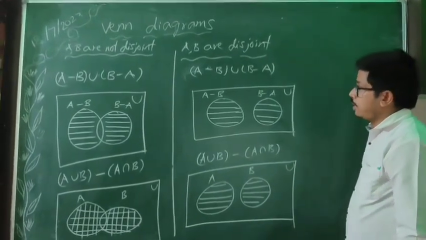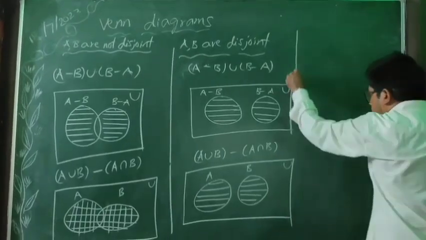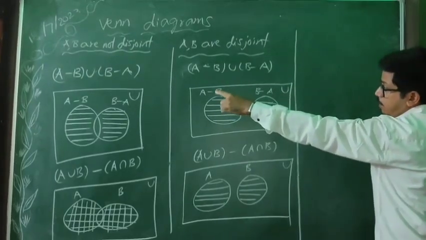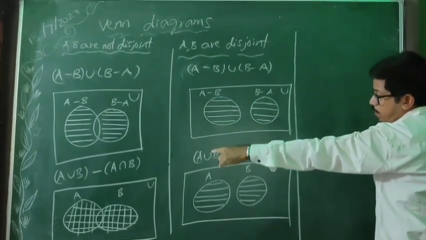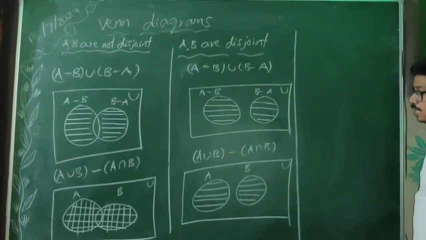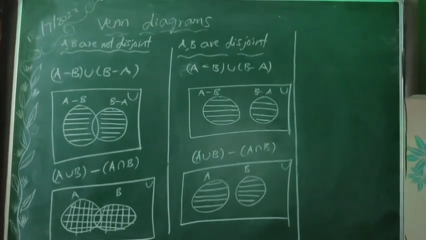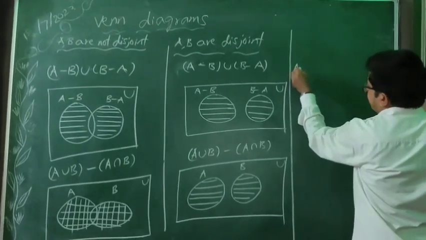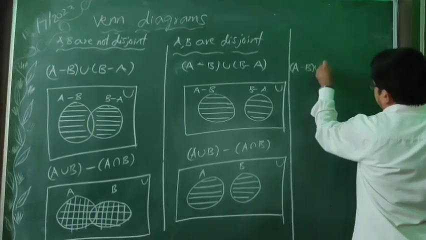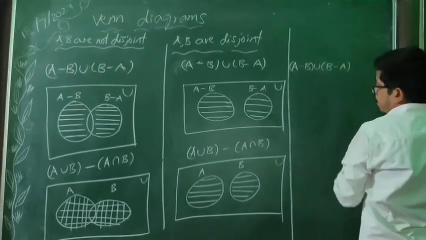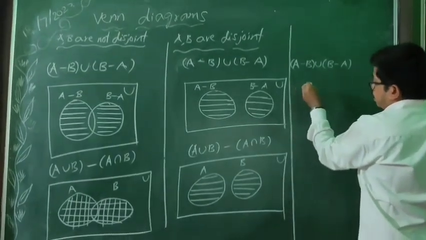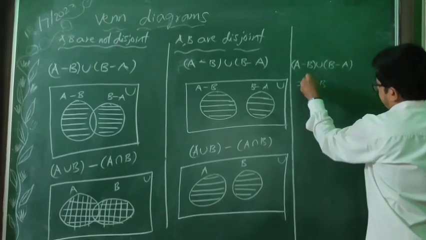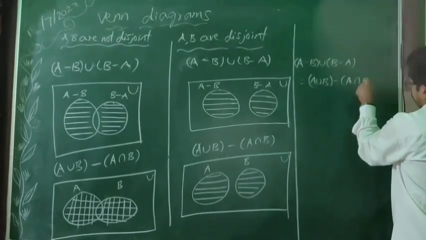And from both we can observe that A minus B union B minus A is equal to A union B minus A intersection B. So A minus B union B minus A is equal to A union B minus A intersection B.